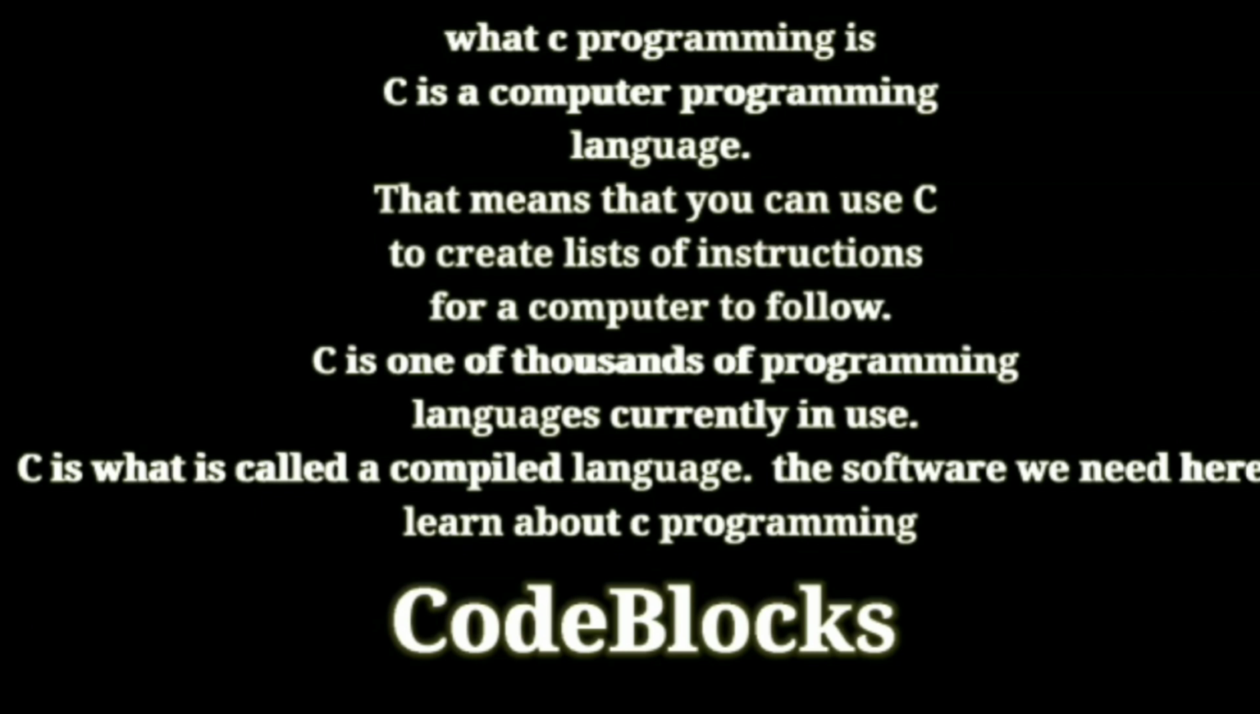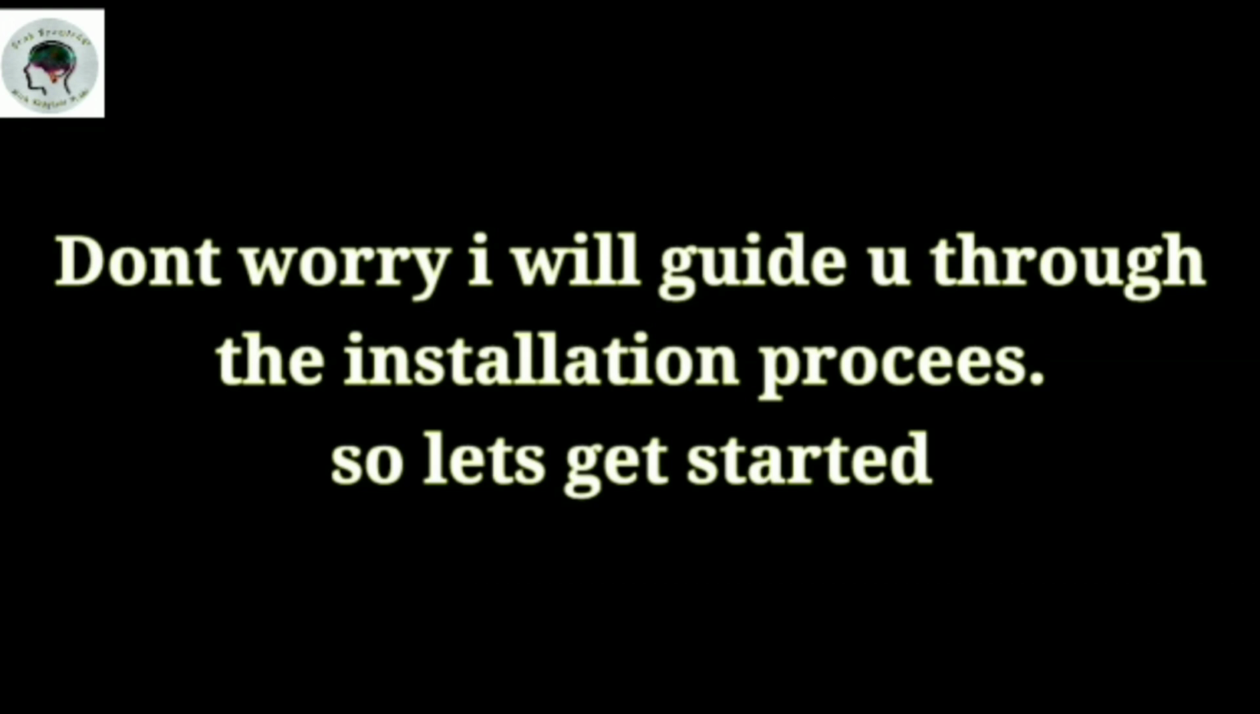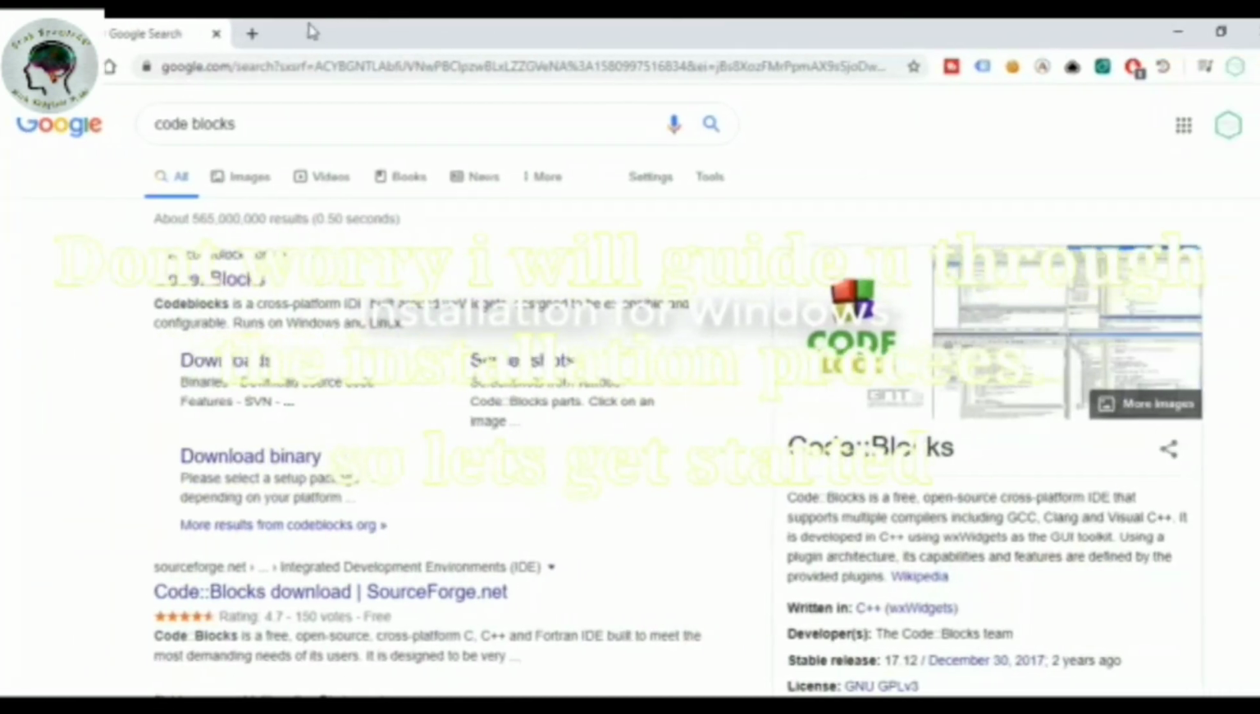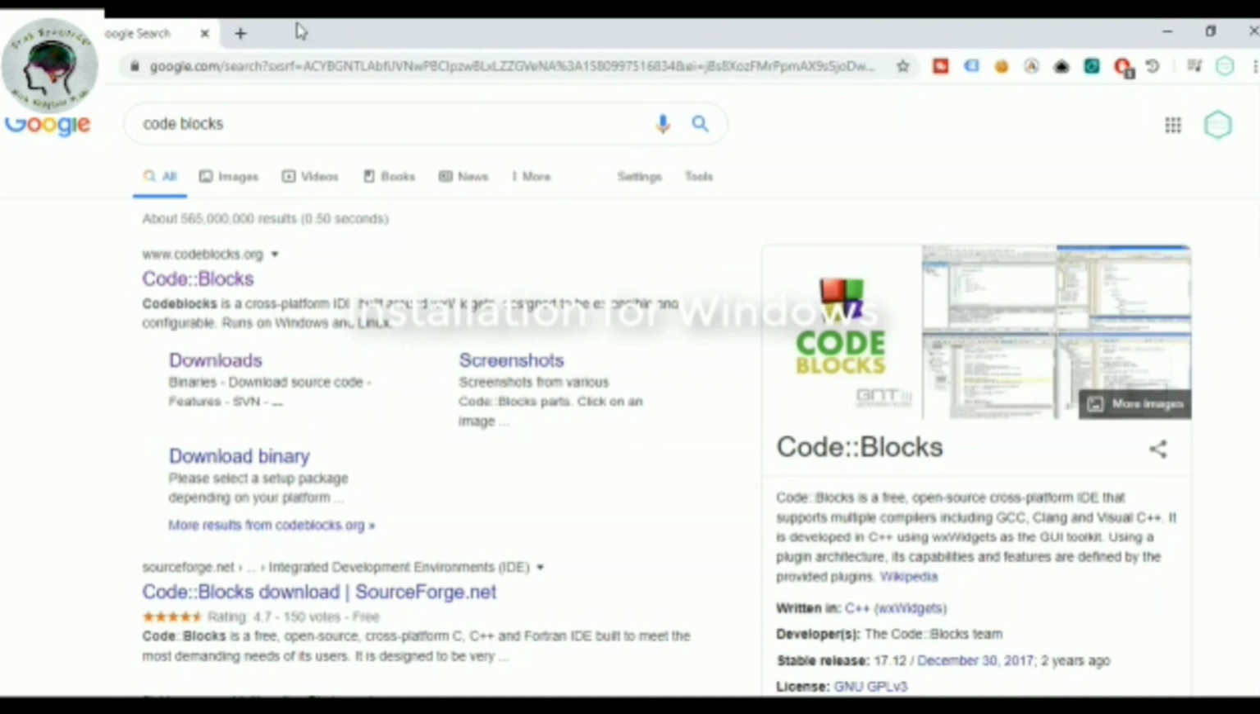The software we need here to learn about C programming is Code Blocks. Don't worry, I will guide you through the installation process. So let's get started. There are multiple ways of installing C into our computer system, and one way of doing it is to install Turbo C, or you can use the Eclipse IDE and then include the GCC compiler, and also you can do it online. There are many other platforms that can help you develop C programs online, and one way of doing it is also installing Code Blocks.